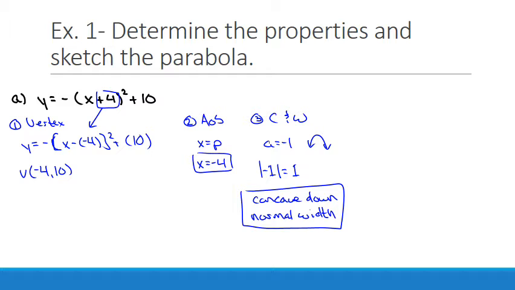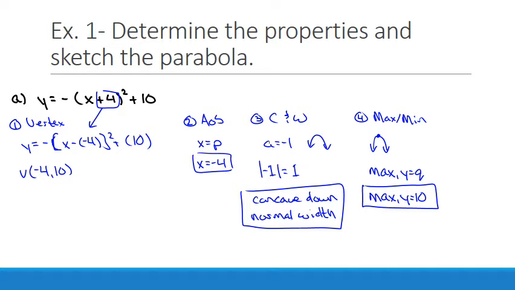Perfect. The fourth property we'll look at is the max or min value. And that is based on your concavity. So we know already that this parabola opens downward. So the vertex would be on the very top. So therefore it's a max. And remember that the y value of this max or min is always equal to your q value. So I can even put that in. So then really I'm going to have a maximum y equals 10.